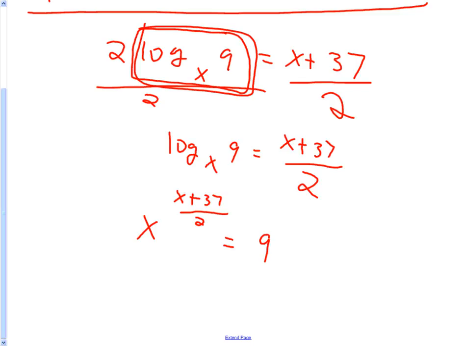So this kind won't work because you've got a variable in the base and a variable in the exponent, and you don't have a tool for solving that one. Okay, I'm sure it can be done, but we haven't learned how, that's for sure. All right, that's the hardest kind, and that would be a no solution for you.